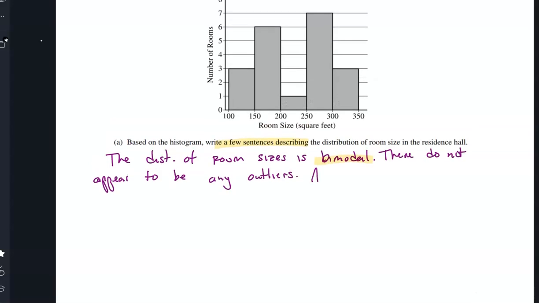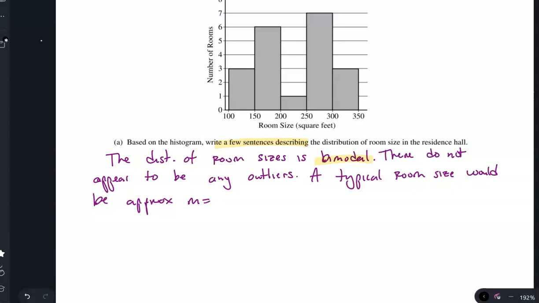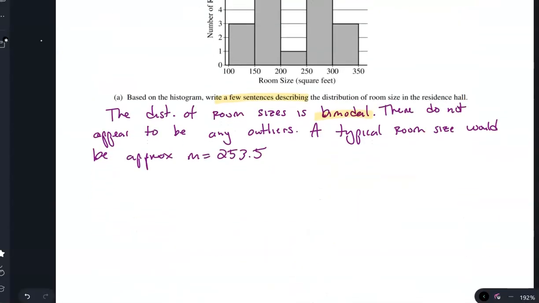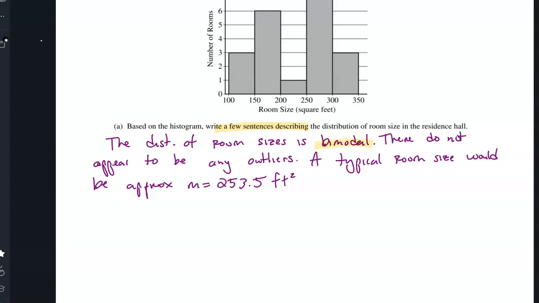Okay, so a typical room size would be approximately median equals 253.5. Is that what I said? Yes. Okay. Very nice.